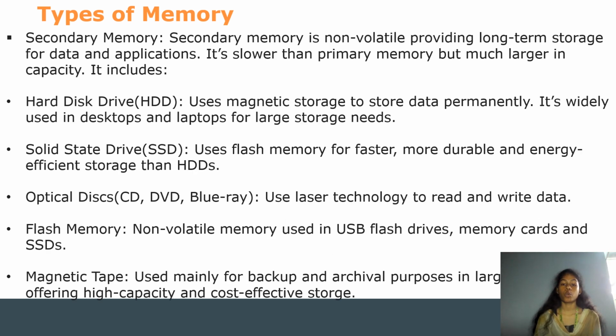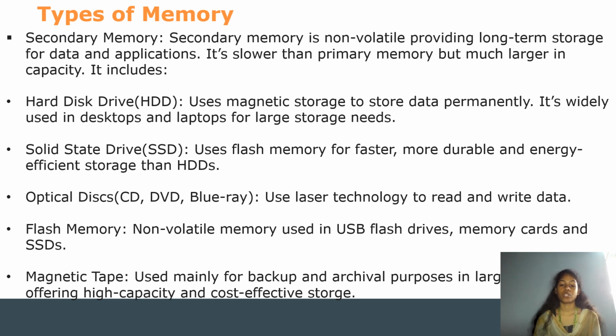Secondary memory is non-volatile, providing long-term storage for data and applications. It's slower than the primary memory but much larger in capacity. The secondary memory is slower, but it provides a larger storage capacity than the primary memory. It includes the hard disk drive, which uses magnetic storage to store data permanently. It's widely used in desktops and laptops for large storage needs.